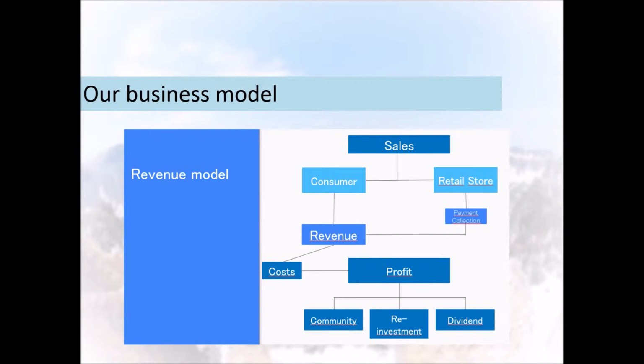Basically, our business model is a revenue model. It starts when the sales take place. These sales come from consumers or retail stores. We expect that the consumers make the payment when the sale takes place. On the other hand, we need to agree on the payment terms with our other customers, the retail stores. With the revenue, we are going to cover the costs.